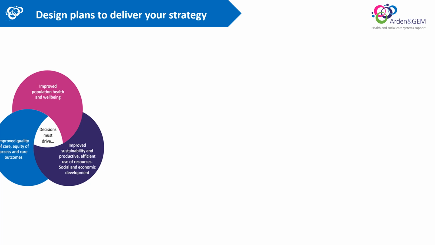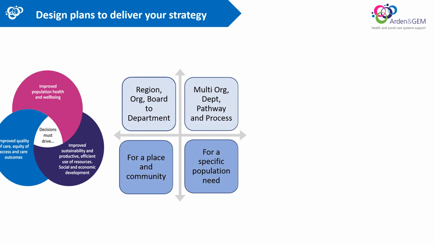And when we're making those decisions, and therefore how we are planning for those decisions, we tend to look across 4 different lenses. The first being decisions that go either bottom up or top down from a region, an organisational board to a department, across multiple organisations and teams, across a pathway and a process, for a place, a geography and a community, or for a population type and a population segment with a particular need.